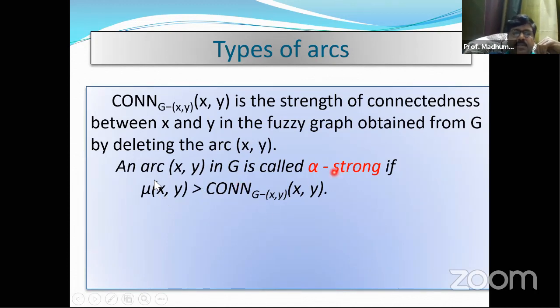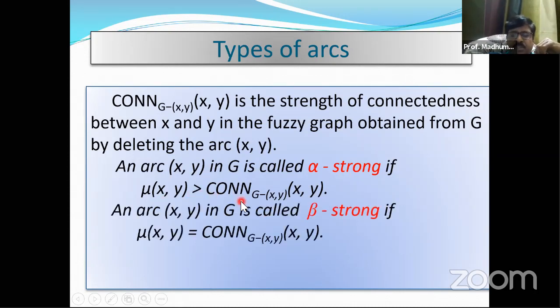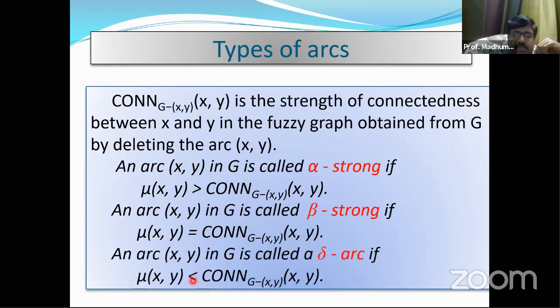See here, an arc xy in G is called alpha strong if mu of xy is strictly greater than the connectedness between the vertices x and y. It is called beta strong if it is equal. See that here is the greater than sign, here the equality sign, and here the less than sign. If this last condition is satisfied, then we call the arc xy a delta arc. If it is equal, then the arc is beta strong. If it is strictly greater, then the arc is called alpha strong. So this is the classification of arcs.